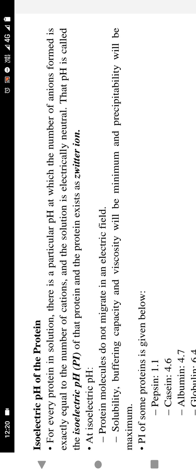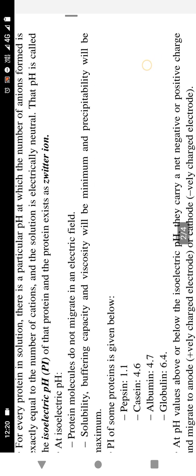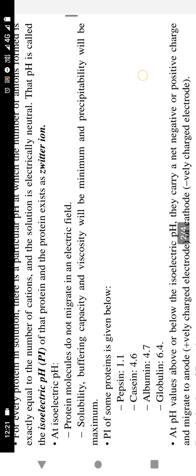At isoelectric pH, the protein molecule does not migrate in any electric field. Solubility, buffering capacity and viscosity will be minimum, and precipitability will be maximum.